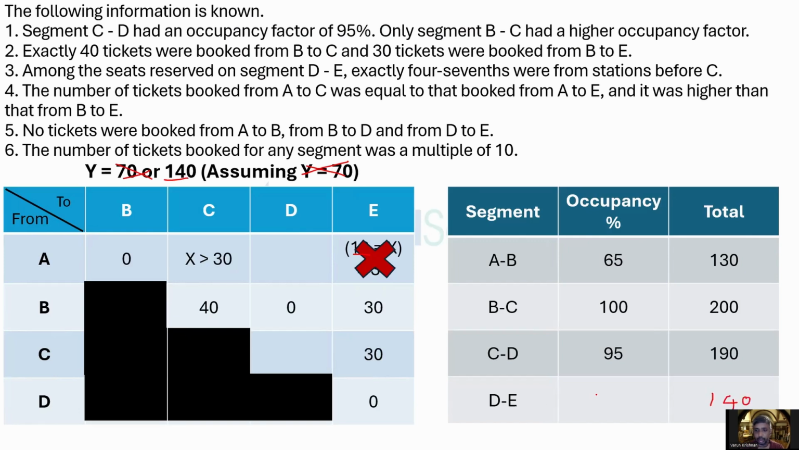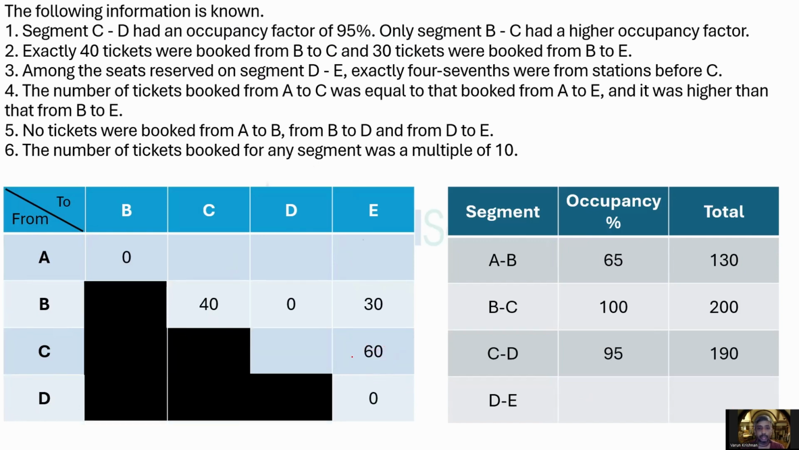Which means the occupancy percentage during the section D to E is 70. 70% of the seats are occupied. Which means this number should not be 30. It should instead be 3 by 7 into 140, which will make this number 60. So if this number is 60, the total people in the train between D to E is 140. That means that the remaining 80 people have to come from A to E or B to E. So of the remaining 80 people, 30 are here, which means the remaining 50 have traveled from A to E.